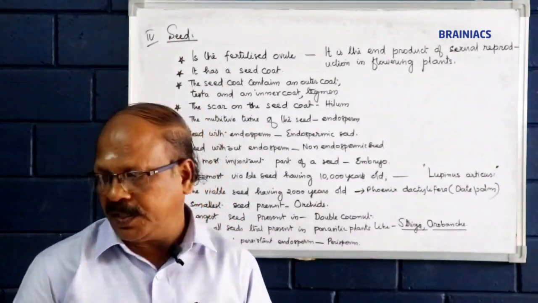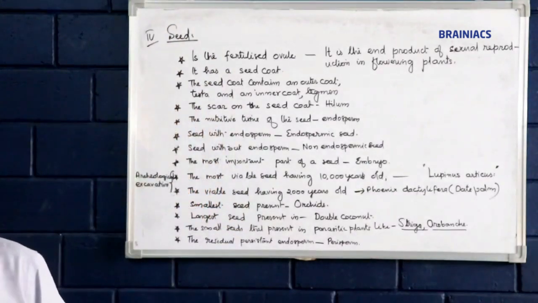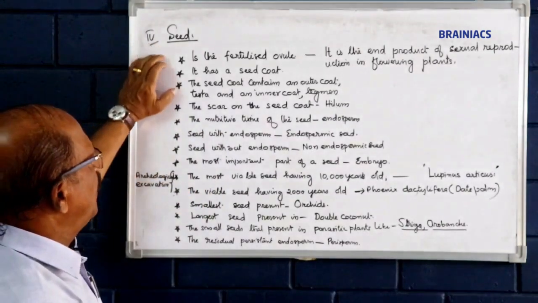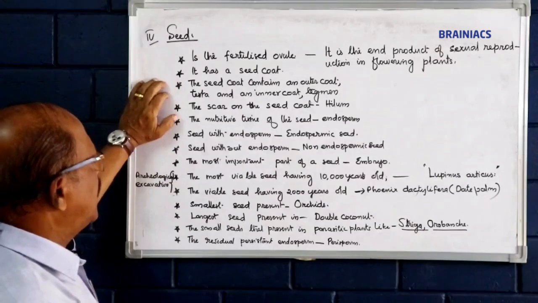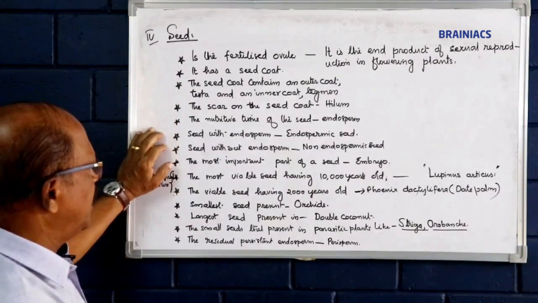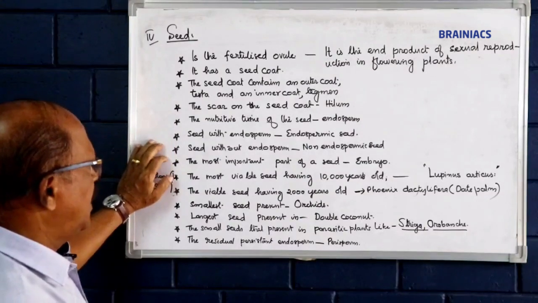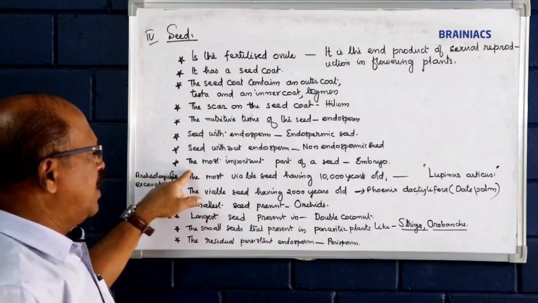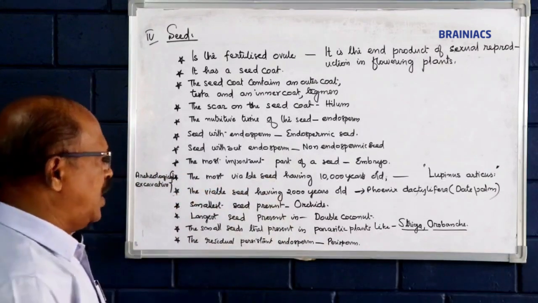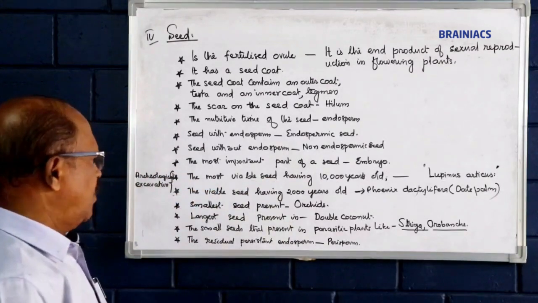Then significance of the seeds. See, fertilized ovule, seed coat, testa, tegmen, hilum, endosperm, endospermic seed, non-endospermic seed, most important part of a seed, then most viable seed, 10 years old, Lupinus arcticus, viable seed.